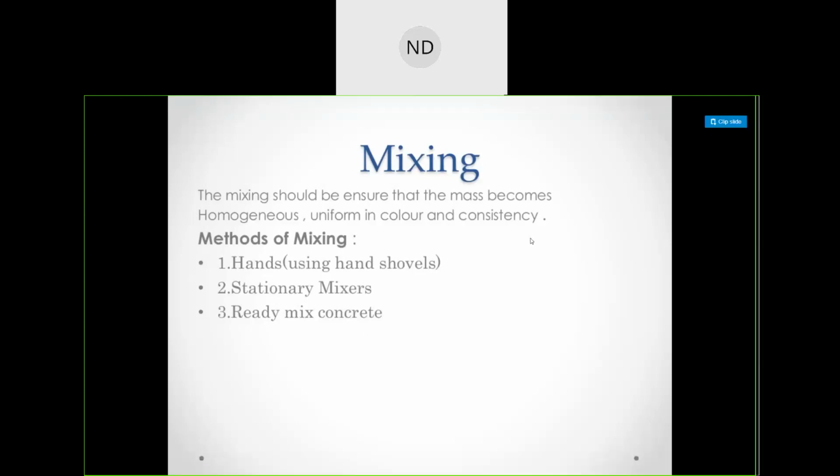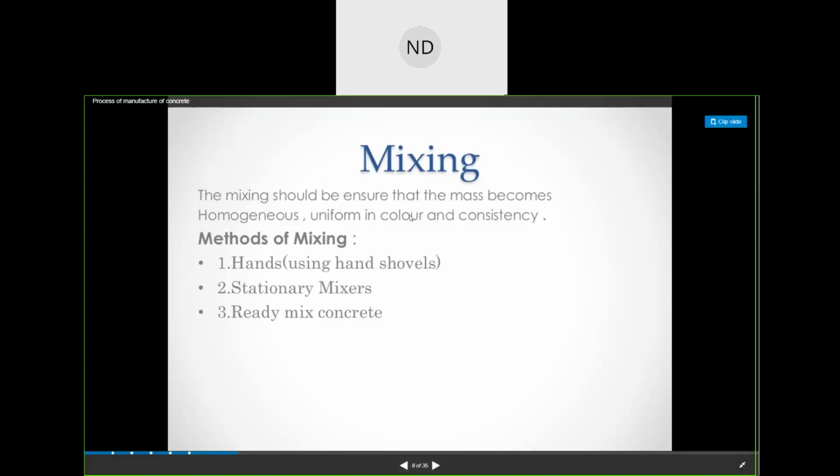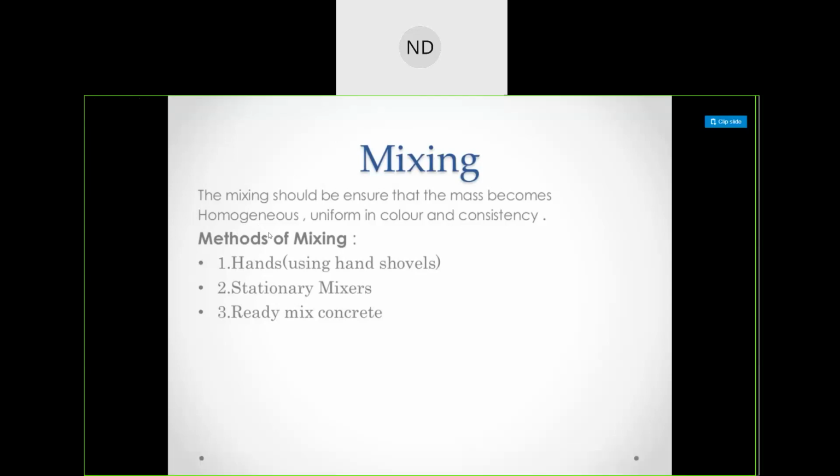Then water is mixed, but the approximate percentage of air. Why I said that, because naturally, whether you are mixing by hand, with stationary mixers, or ready mix concrete, whatever it is, some minimum percentage, like 2 to 3% of air, will be present in your concrete mix. However, once you have mixed your concrete, now it is time to shift and transport it, because what were the methods of manufacturing? Batching, mixing, transporting.